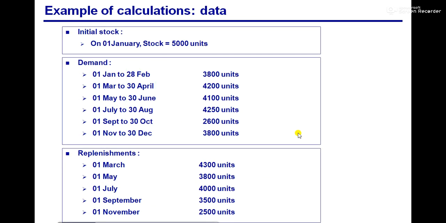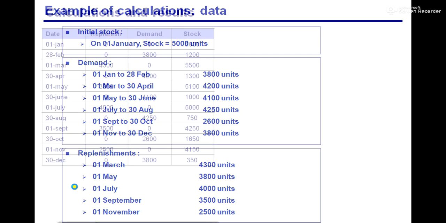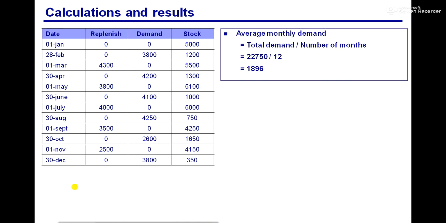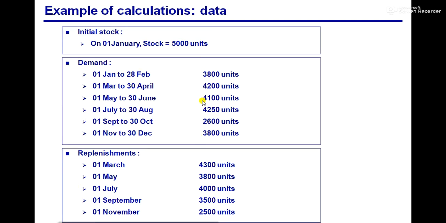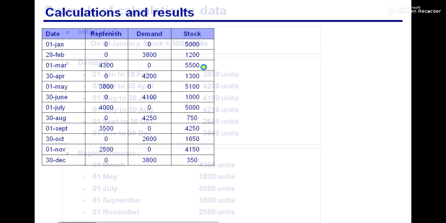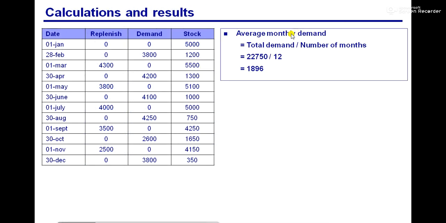Now we go back to the exercise. These are actually the exact same values given to you in the exercise in the tutorial. You have the initial stock, the demand for each period, and the replenishments. So to begin our calculations, the total demand is simply the sum of these values. The average monthly demand is the total demand over the number of months, 12 months.